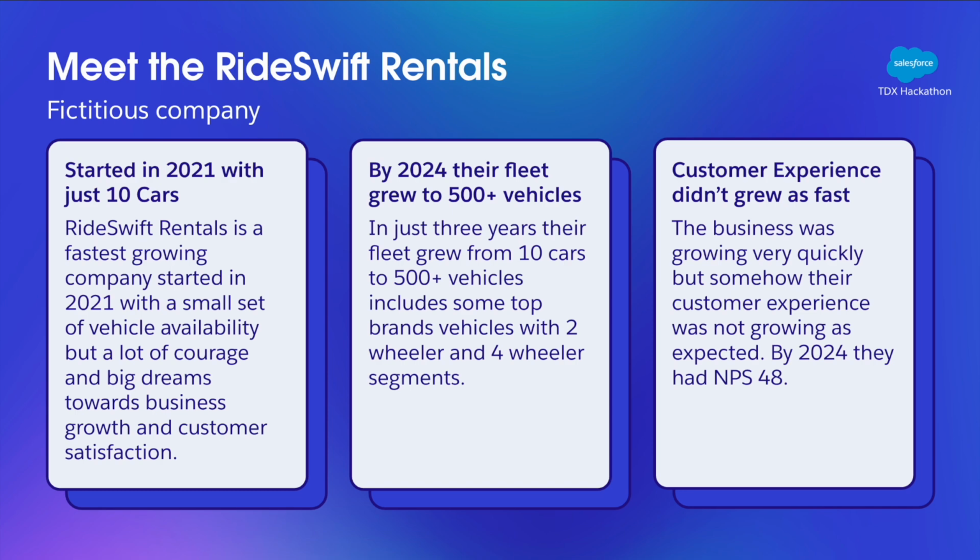Let's start with a story and meet RightSwift Rental, a fictitious company that we'll be using for this demo. RightSwift Rental started in 2021 with just 10 cars. By 2024, their fleet grew to 500-plus vehicles, but somehow their customer experience didn't grow as fast.